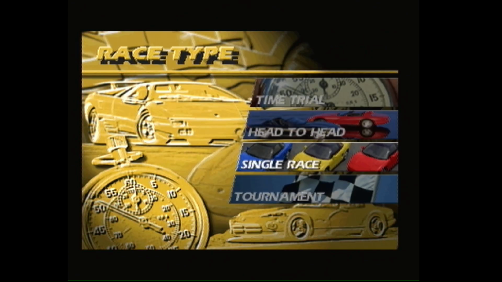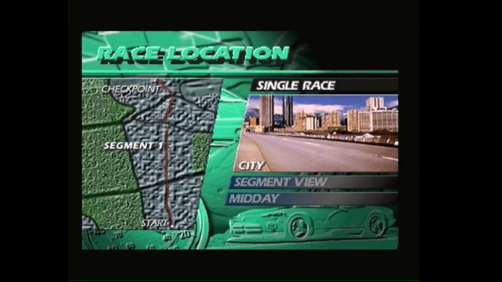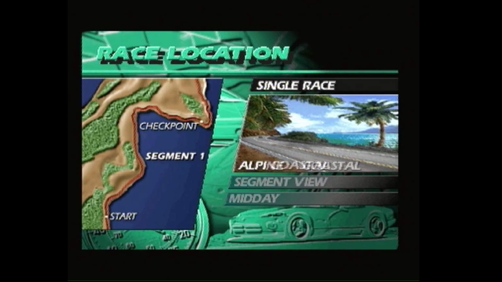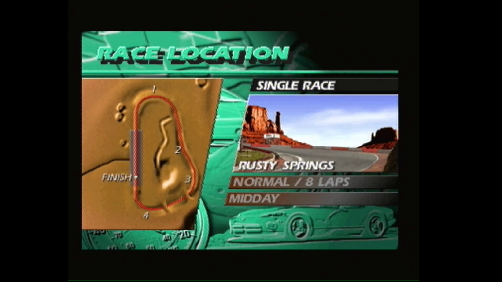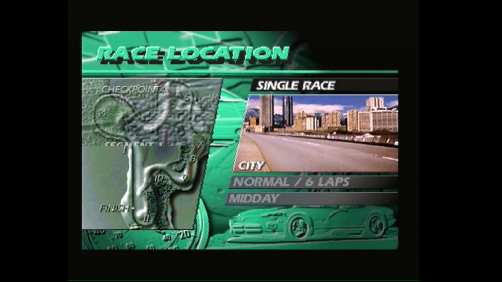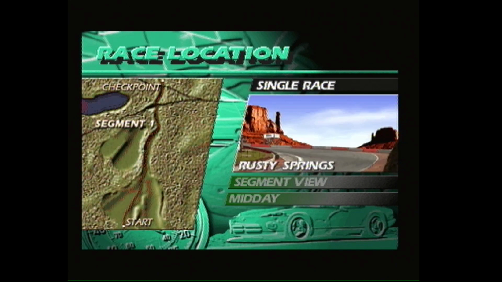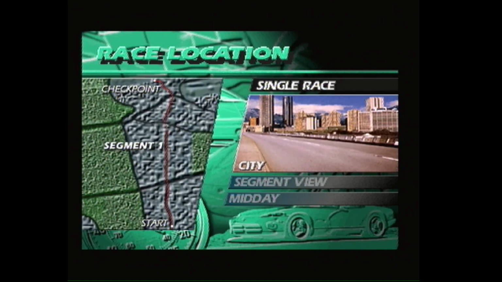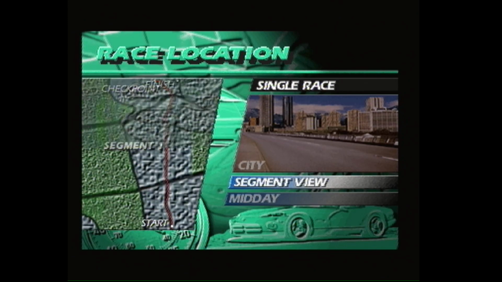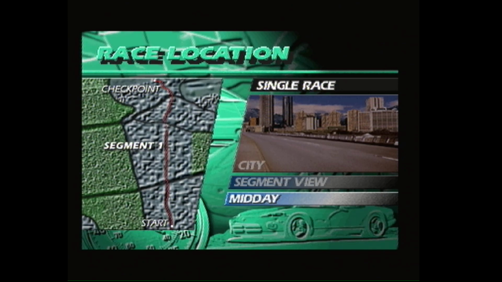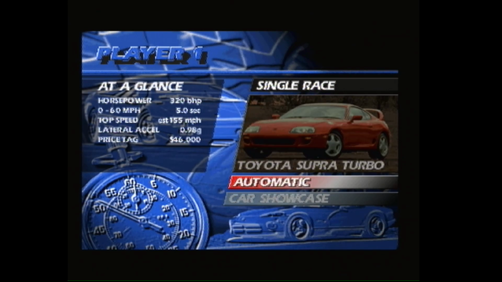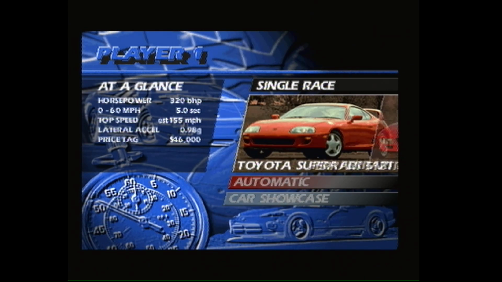Now as you can see, you got time trial, head to head, single race and tournament. So let's go for single race right here, and you can choose your track or your world. We got Rusty Springs, Autumn Valley, Vertical Ridge, City, Coastal, Alpine right here. So let's have a look at the city. You can also choose the little segment views on the left, and you can choose between evening, morning and midday. So let's go for morning right now, and now you've got to choose your car, and there's a car showcase of each car.